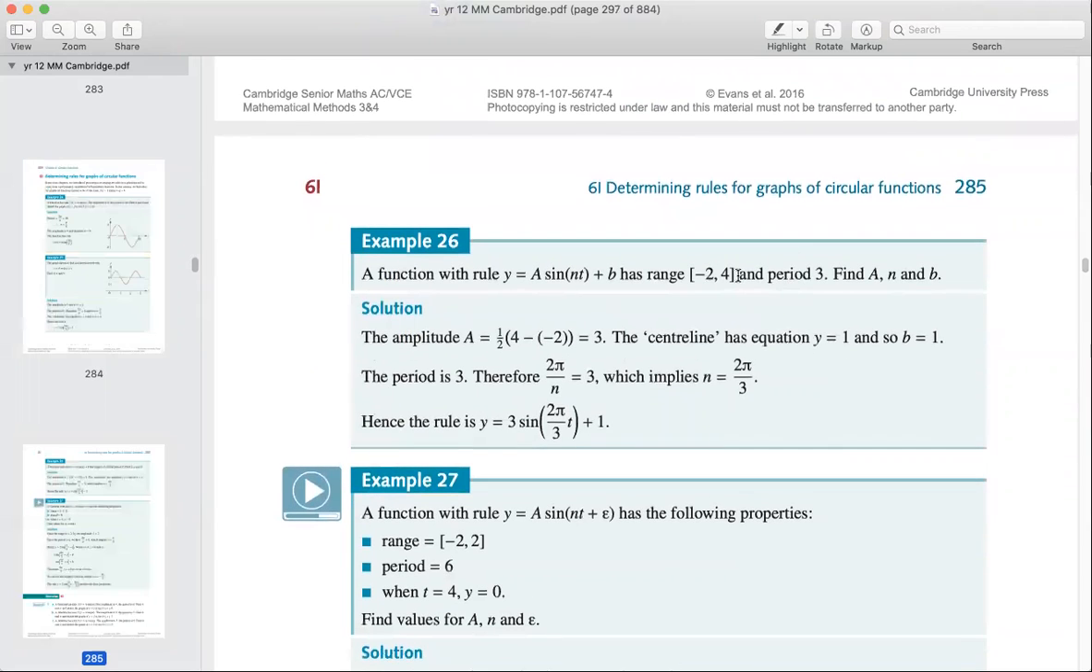And again, for this one, you have to know the period is 3, which means 2 pi over n is 3. Okay, my range is -2 to 4, which means my a minus b and a plus b will be -2 and 4, and my center will be b. So b would be 1. Okay, just make sure you know this one.